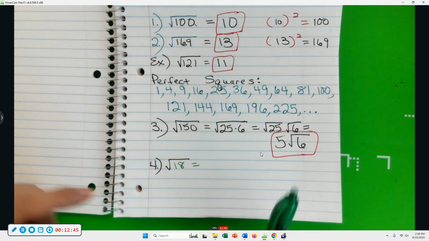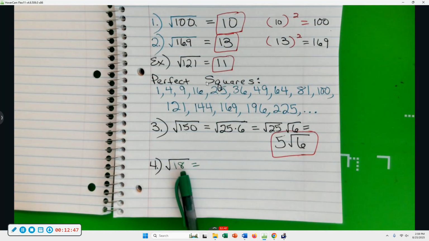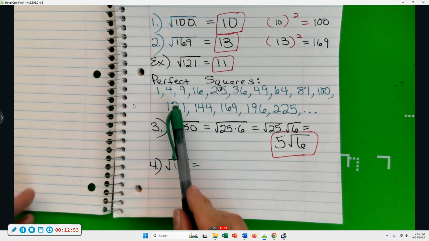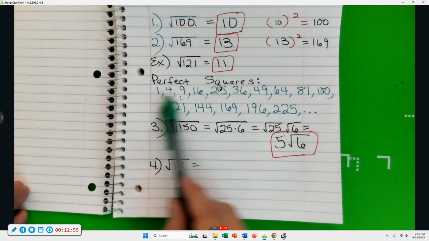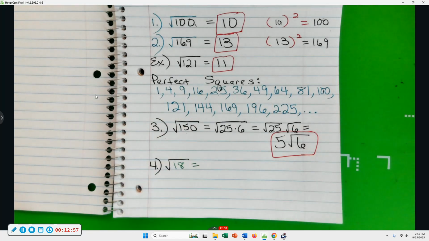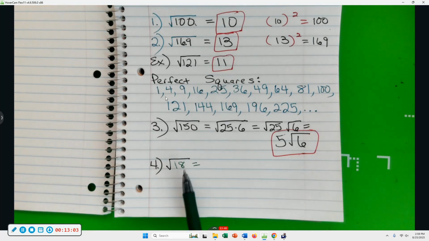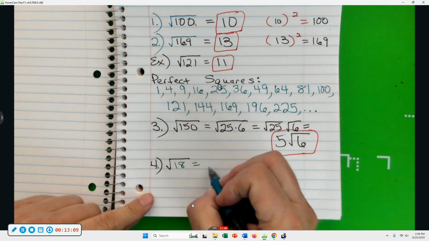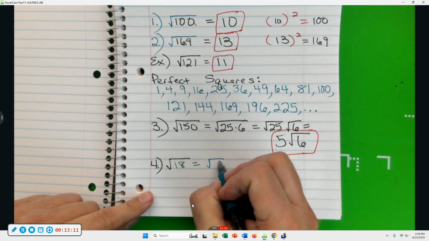You ask yourself, well, first of all, if you look on your calculator and punch in the square root of 18, you're going to get a decimal number. But also, 18 isn't written up here as a perfect square. So 18 is not a perfect square. What's the biggest number in this list of perfect squares that divides evenly into 18? 9. So you're going to think of it as the square root of 9 times what?